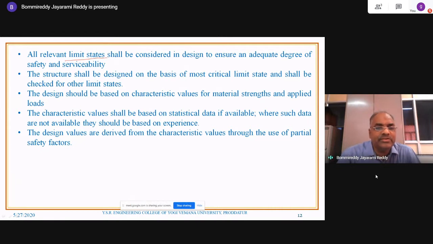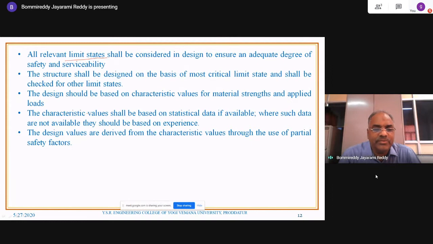Now we are going to discuss the limit state of collapse and the limit state of serviceability. There are again several other limit states that will be discussed a little later. The structure shall be designed on the basis of the most critical limit state and shall be checked for the other limit states. So normally any structure is to be designed for the most critical limit state, say for bending. The member is designed for bending, and again it will be checked for the other limit states.